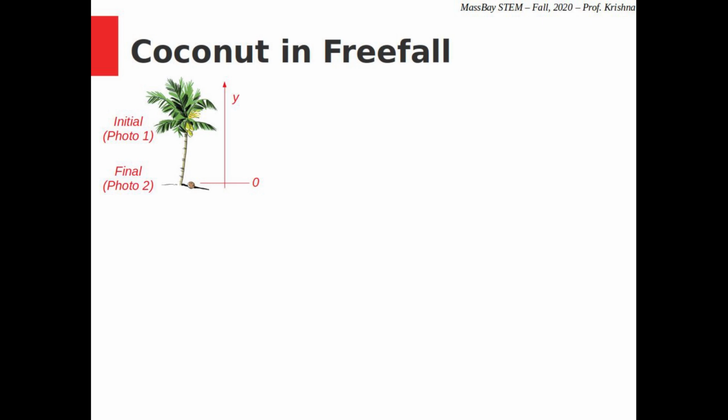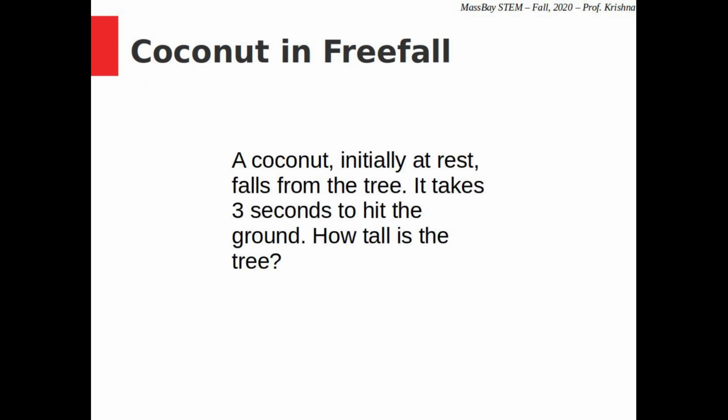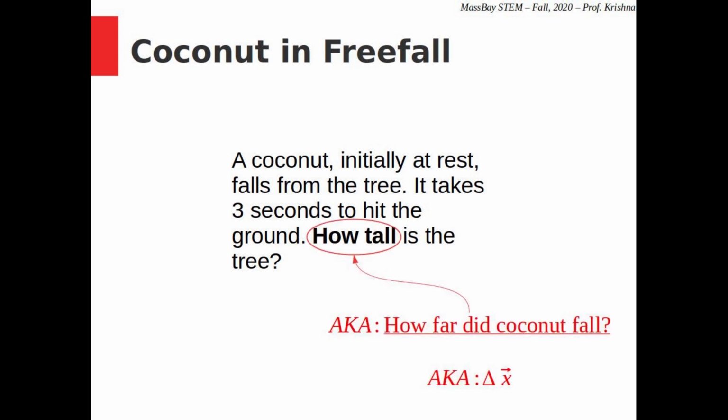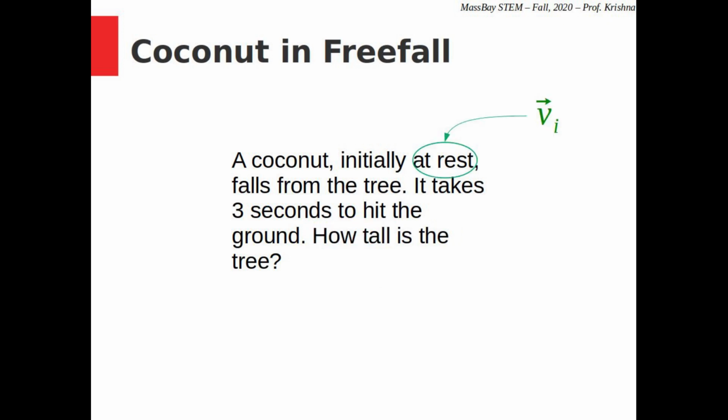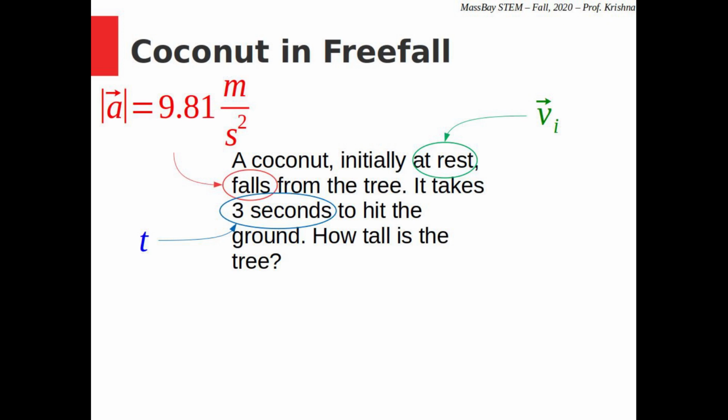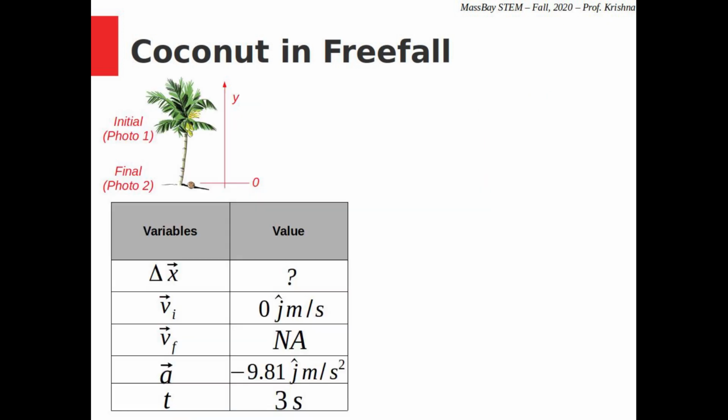Step 4. List the unknowns. The question asked, how tall is the tree? That's talking about displacement. Step 5. List the knowns. The coconut is initially at rest. That means V initial equals 0. It takes 3 seconds to fall. Finally, it's in free fall near the surface of the Earth. That means its acceleration is 9.81 meters per second squared towards the center of the Earth. Again, that's the negative direction, the way we've set our axes. So the acceleration is negative.